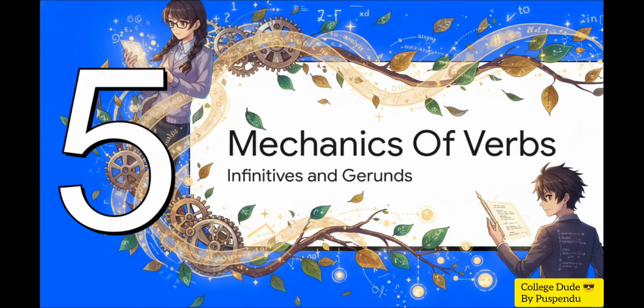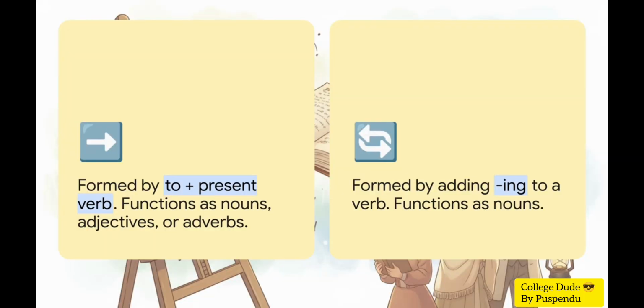Finally, Section 5. The mechanics of verbs, infinitives, and gerunds. Shifting from the raw materials of vocabulary to the structural mechanics of writing, let's directly compare two really crucial verbals, words that look like verbs but act like other parts of speech. On the left side, we've got infinitives. These are formed by the word to plus a present tense verb, like want to see or hope to plant.